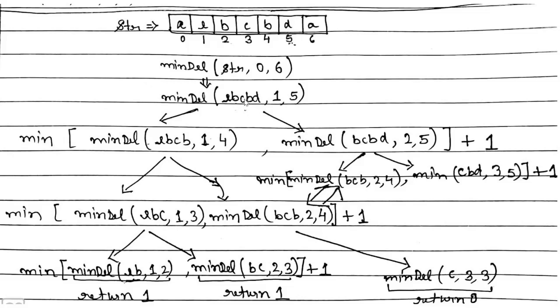in this string. Then this 2 would have returned to this string, which is our topmost problem and our intended problem. So the answer to this problem would have been 2. So I need 2 deletions to convert this string into a palindrome.